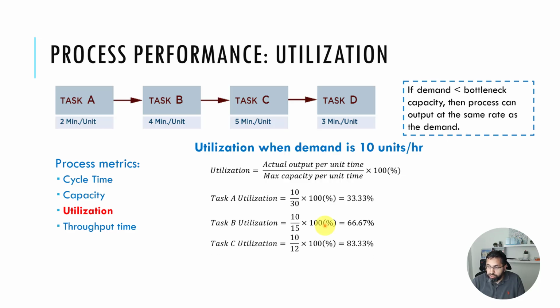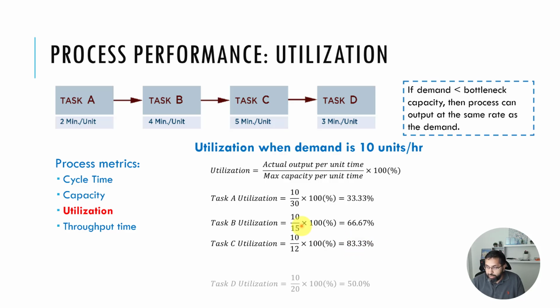Task C utilization is 10, which is the actual output, over 12, what's possible for task C to achieve, the capacity of task C, 12, and we get 83%. Notice here that the bottleneck is running at less than 100% utilization. Why? Because the demand is lower than what the bottleneck can produce. So the load on the system is even less than the bottleneck's speed. So the bottleneck is going to have some idle time too now.